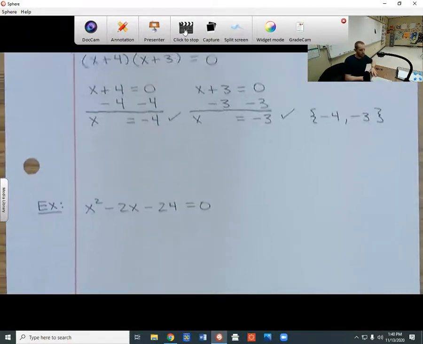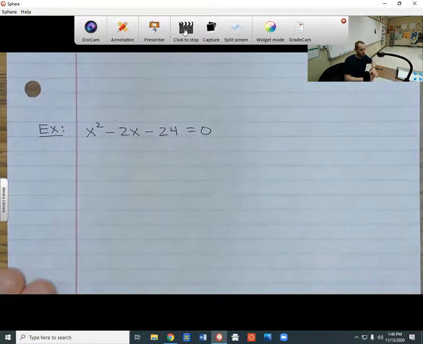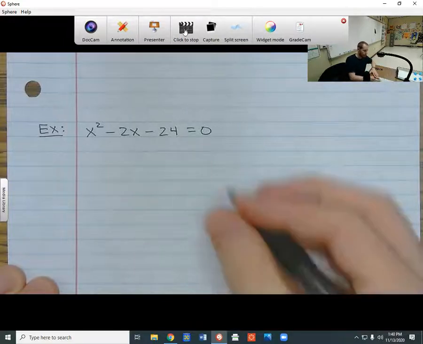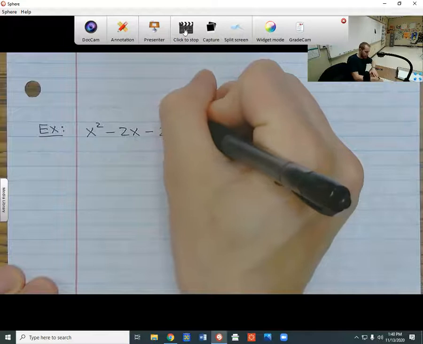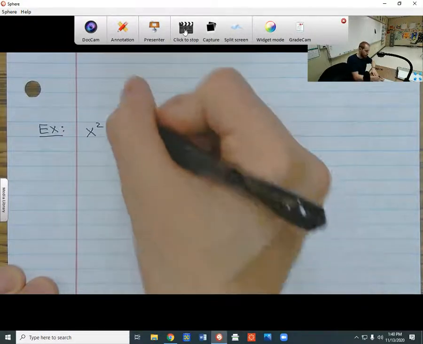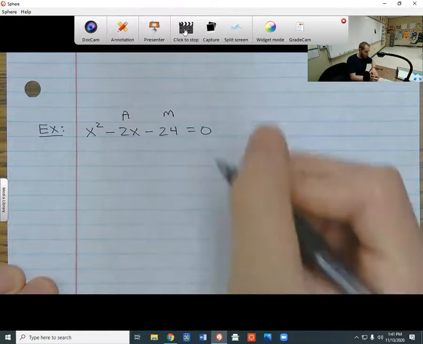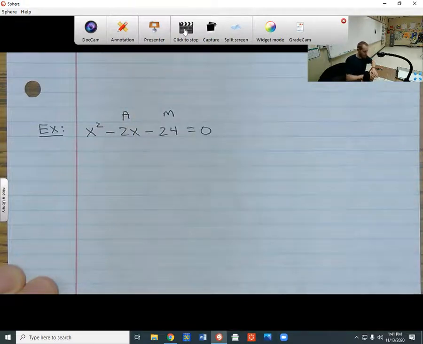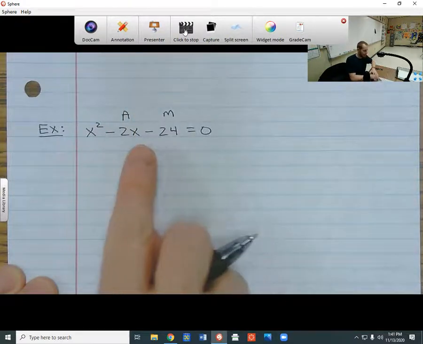I have x squared minus 2x minus 24. And once again, I'm always trying to multiply to the last number, so I'm going to put an m above the negative 24. But at the same time, I'm always trying to add up to the middle number, so I'm going to put an a above the negative 2. So what two numbers will multiply to negative 24, but at the same time add up to negative 2?